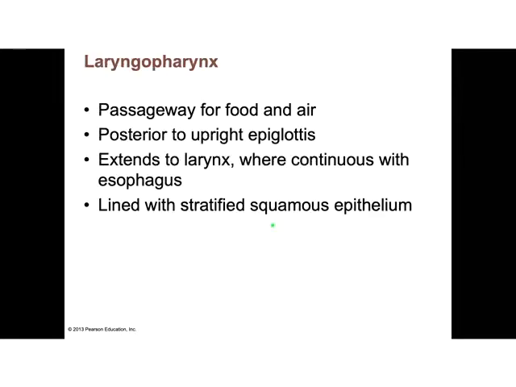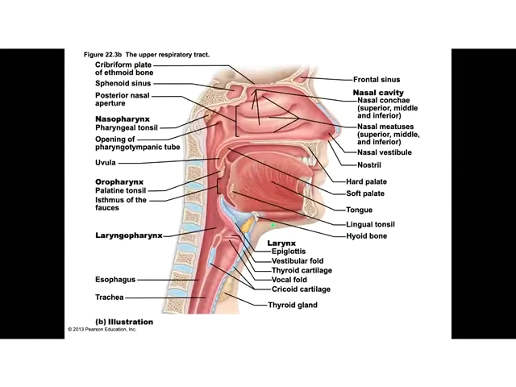Laryngeal pharynx is a passageway for both food and air, and it's right behind the epiglottis and extends to the larynx and also extends to the opening of the esophagus. And it's lined with stratified squamous epithelium. It is critical that the epiglottis close over the glottis when you swallow so that we can direct food down the esophagus and not down the trach, where it could result in a choking hazard. Okay, and again, here we are back at our diagram of the upper respiratory.